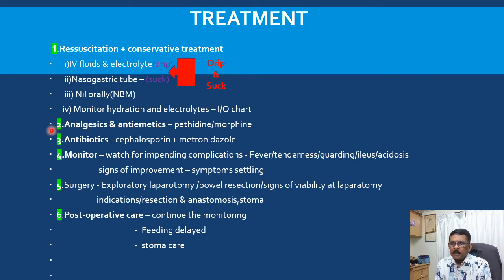Secondly, analgesics and antiemetics must be given to reduce the pain and stop the vomiting. Antibiotics, usually cephalosporin and metronidazole. The patient must be carefully monitored while on conservative treatment. The patient is watched for impending complications. Look for signs that indicate something serious is happening: fever, tenderness, guarding, ileus, and acidosis. Signs of improvement are quite simple. Symptoms and signs are subsiding or settling down. Then it shows the patient is improving.